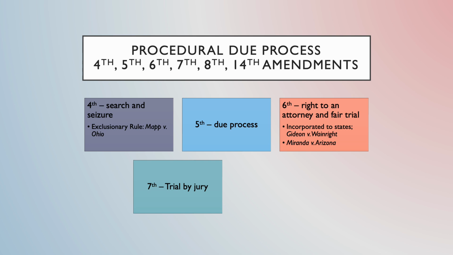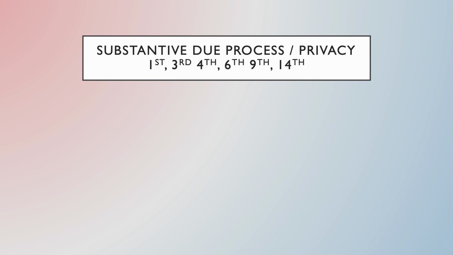The Seventh Amendment says that you have a right to a trial by a jury of your peers, right? That you are not tried just by a magistrate, you're not tried by the state, but that the community, your peers, get to evaluate your guilt or innocence. And the Eighth Amendment prohibits cruel and unusual punishment. Now, that was procedural due process.